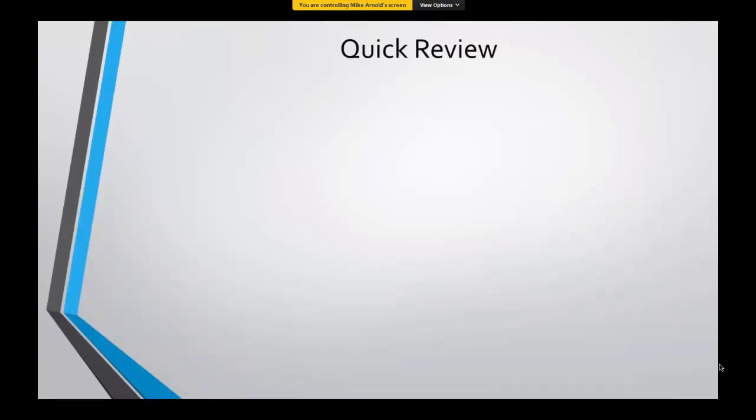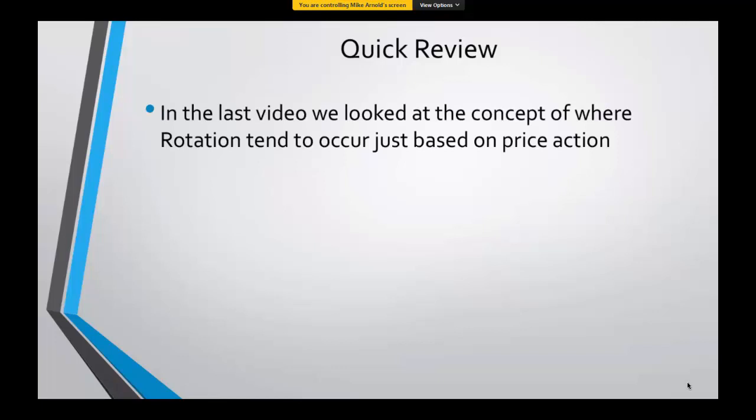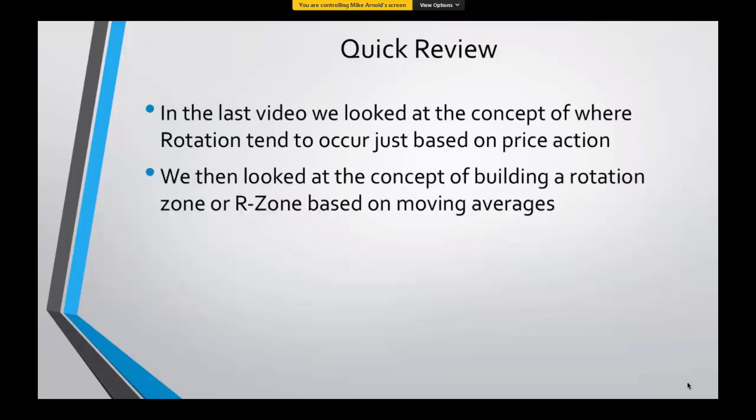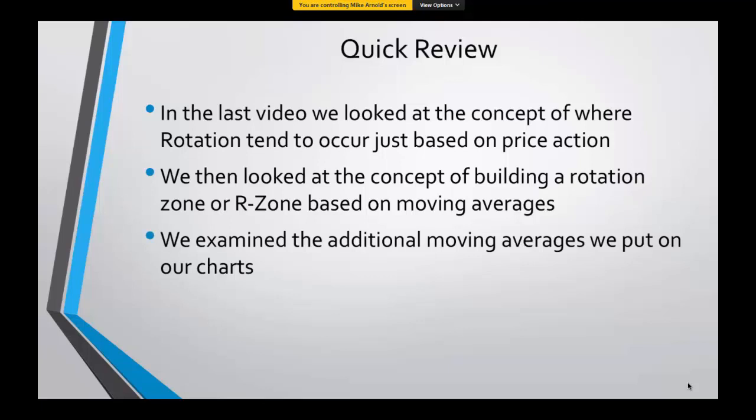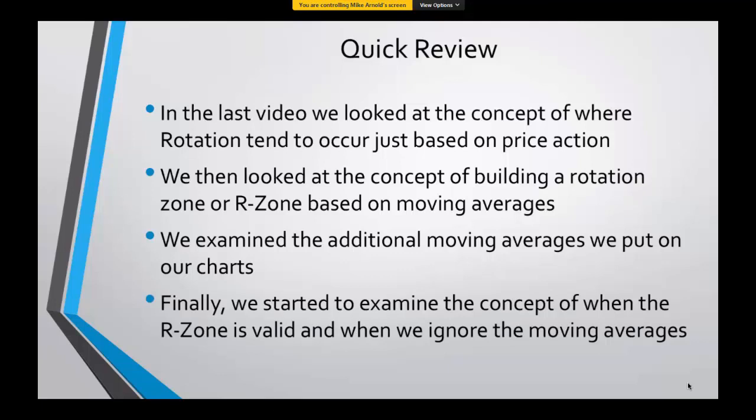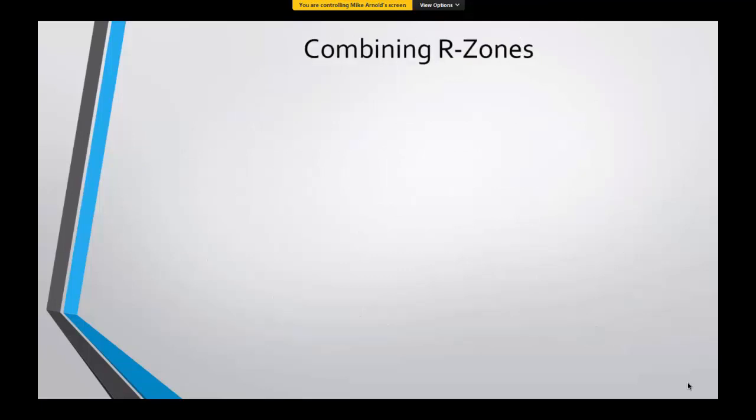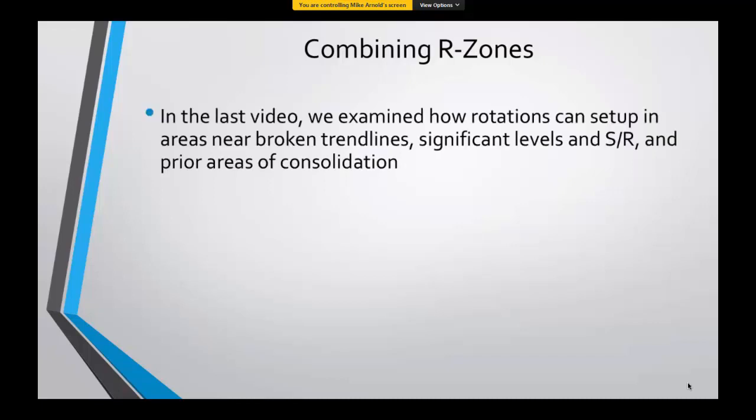First, a quick review. In the last video, we looked at where rotation zones tend to occur just based on price action. We then looked at building a rotation zone, or R zone, based on moving averages. If you haven't seen our moving average videos, you probably should watch those before you watch even part 1 of this, but part 2 especially. We examined the additional moving averages we put on our charts, and finally, we started to examine when the R zone is valid and when we ignore the moving averages that make up the R zone. So let's start this part 2 with combining R zones.